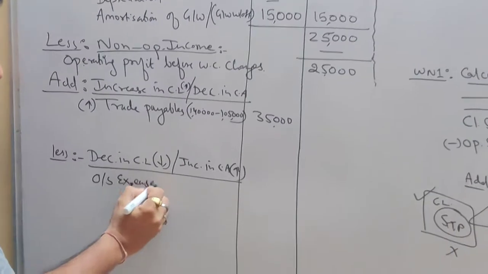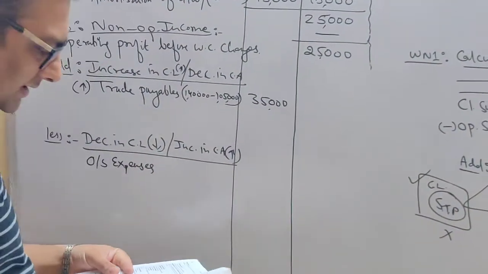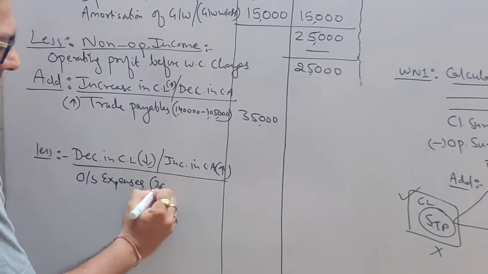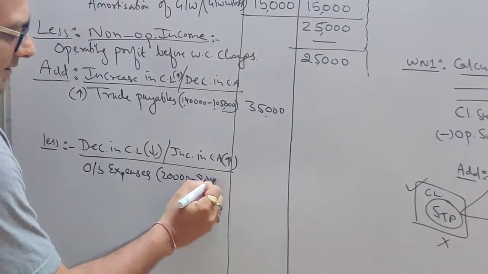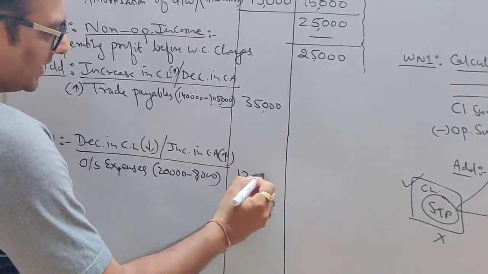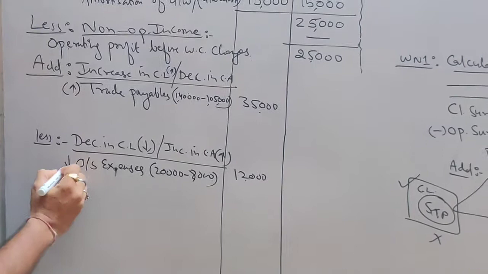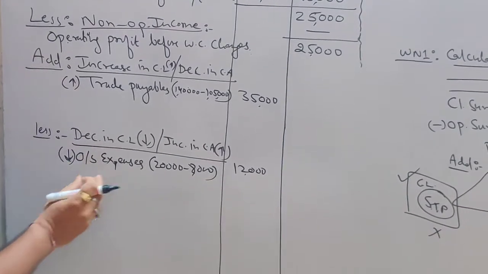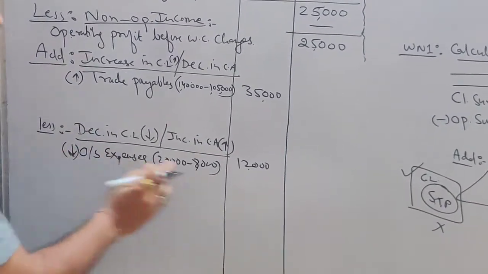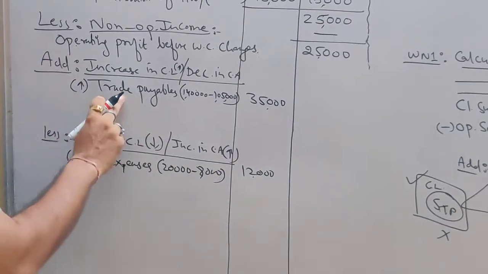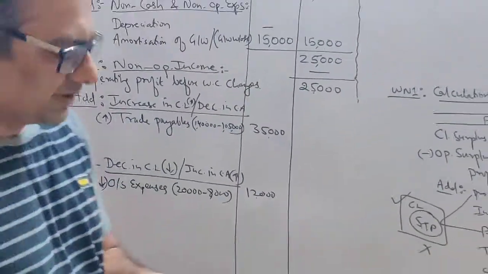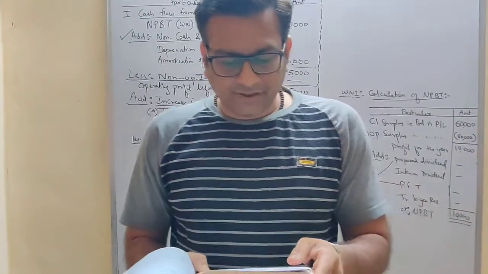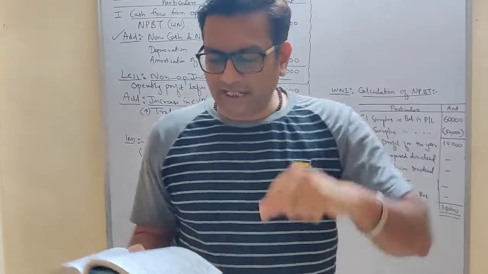Outstanding expenses 20, you will take a difference. 20,000 minus 8,000, answer is 12,000. So here this is decreasing. Your current liability is decreasing. So you will write under this heading. Trade payable was increasing, so you will write under that heading. Now you are done with the current liability.